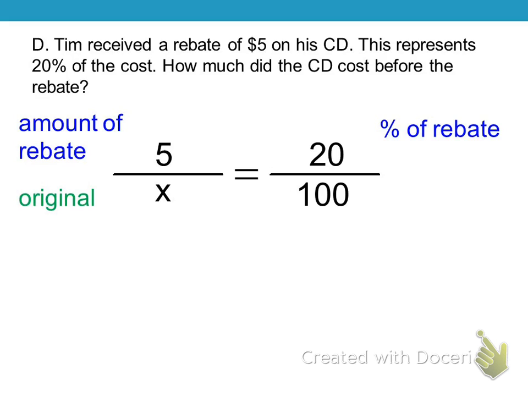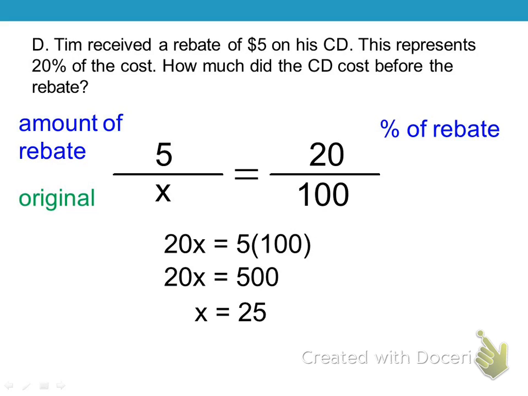Do you have to change your percent to a decimal? Now here, very good question, here we don't change the percent to a decimal because it's already over 100. It's kind of already taken care of. All right, now we can cross multiply. So 20x equals 500. 10. Did you say 10 or 10? 10. Tim? Yes. He's excited about his rebate.